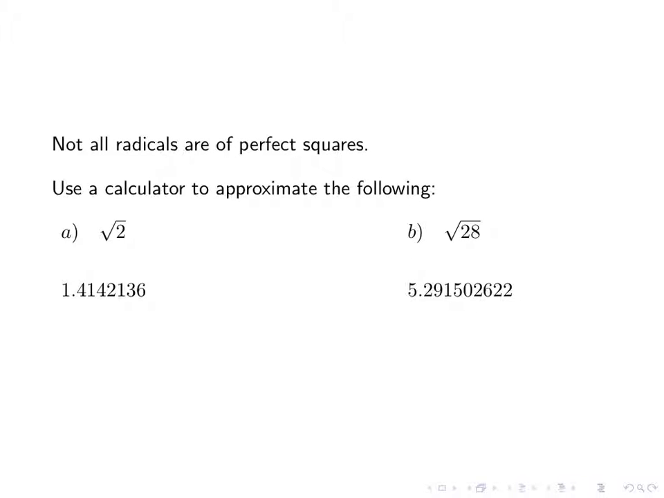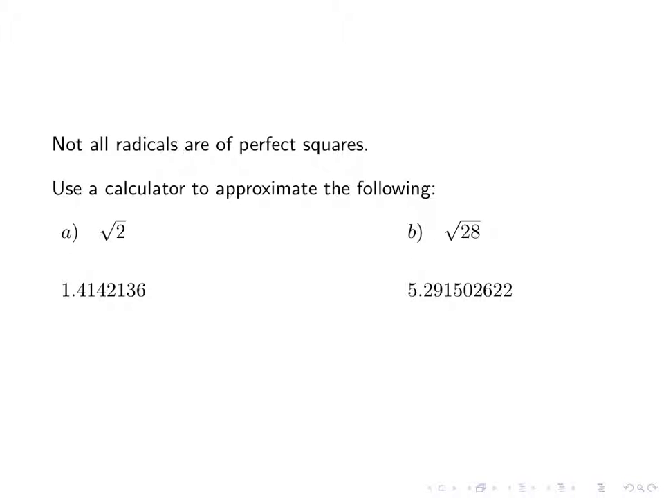Same is true for root 28. If I put it into the calculator, I'll get 5.2915, and the numbers will go on forever. You can always double check this in your calculator by actually squaring what you get and making sure that you do in fact get 2 and 28.